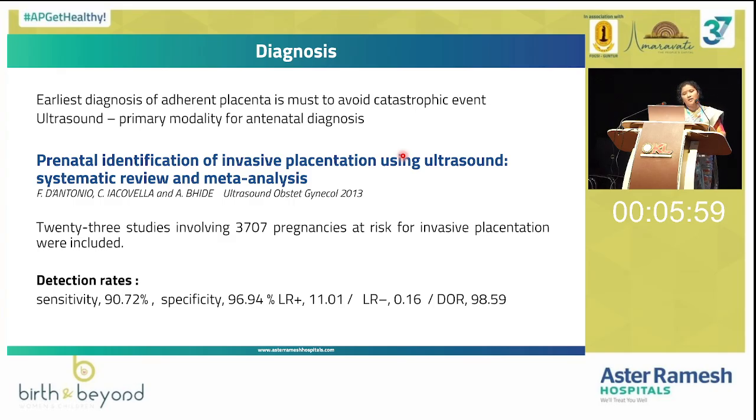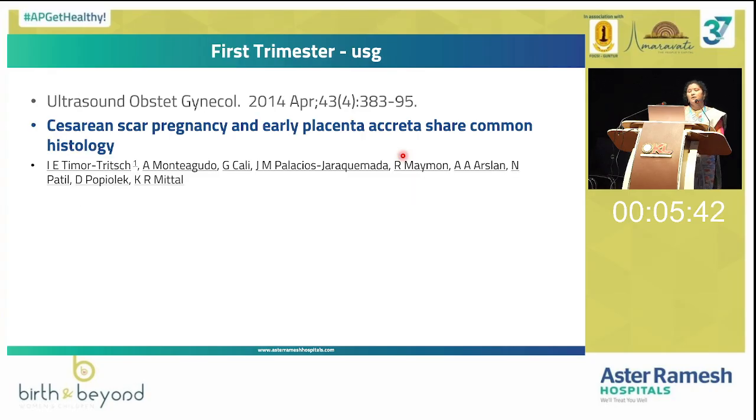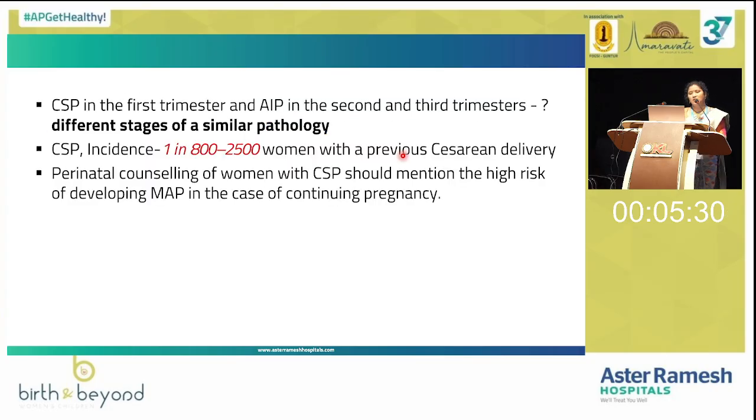Earlier prenatal identification is best done through ultrasound, and studies have come to the conclusion that the sensitivity of ultrasound is around 90% and specificity 96% in detection of placenta accreta. In the first trimester, what we can see is caesarean scar pregnancy, because caesarean scar pregnancy and placenta accreta share common histology. So the first trimester is caesarean scar pregnancy, and in the second and third trimester it leads into abnormally invasive placenta.